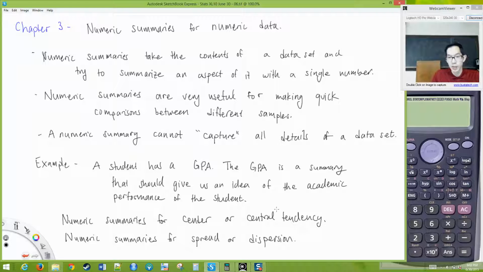Okay. And again, remember that in all of this stuff, we're dealing with numeric data. So if you're thinking of an example with categorical data, men and women, or whatever it might be, brown hair, black hair, blonde hair, these numeric summaries do not apply because this is only for numeric data. So keep that in mind. We've got numeric data going on. So we've got numeric summaries for center or central tendency, numeric summaries for spread or dispersion.